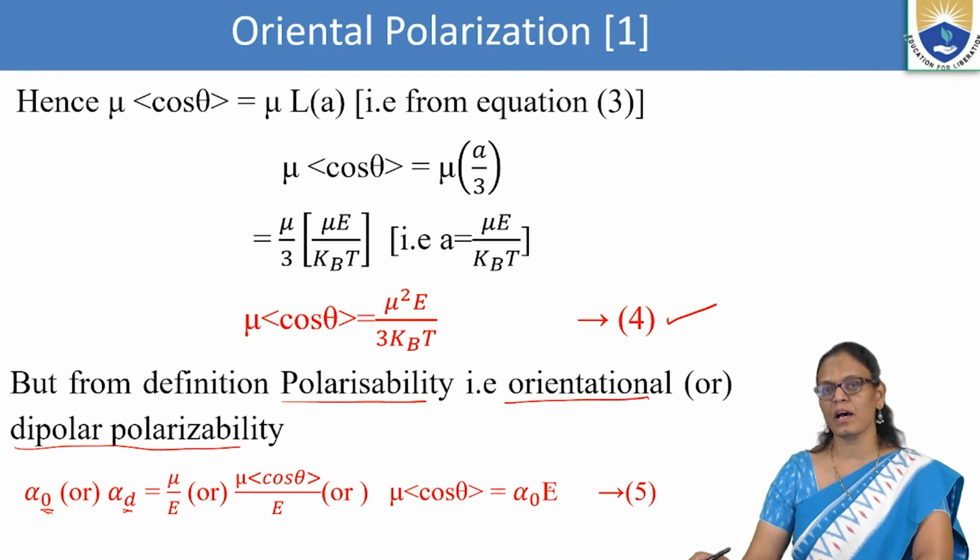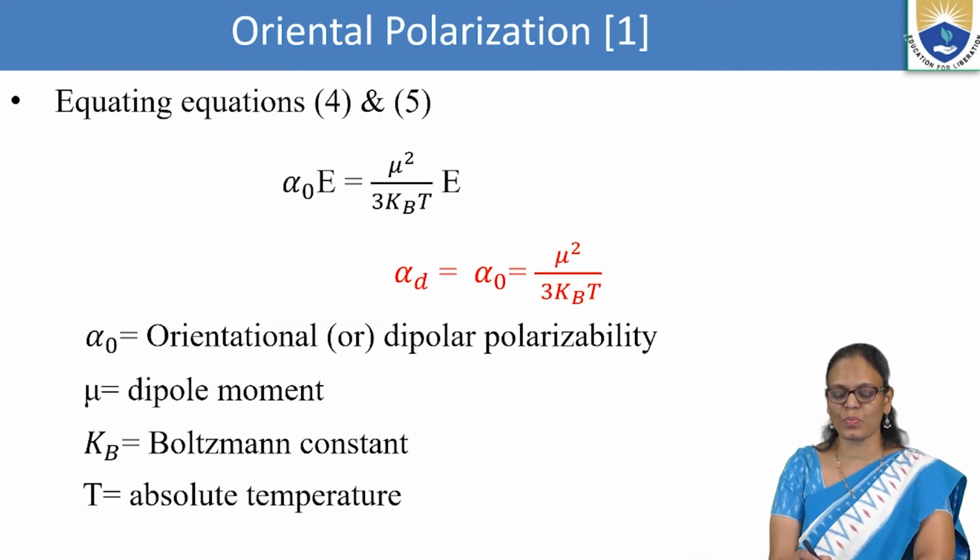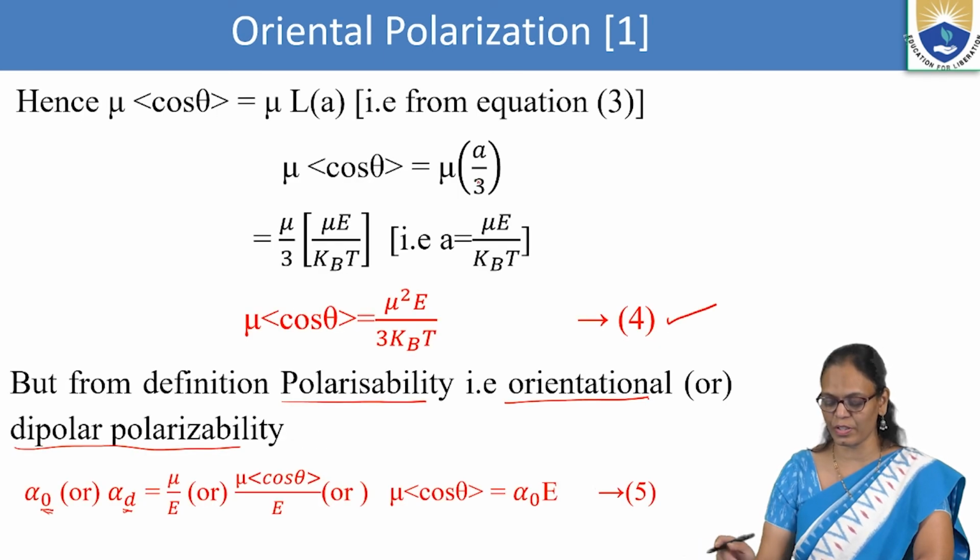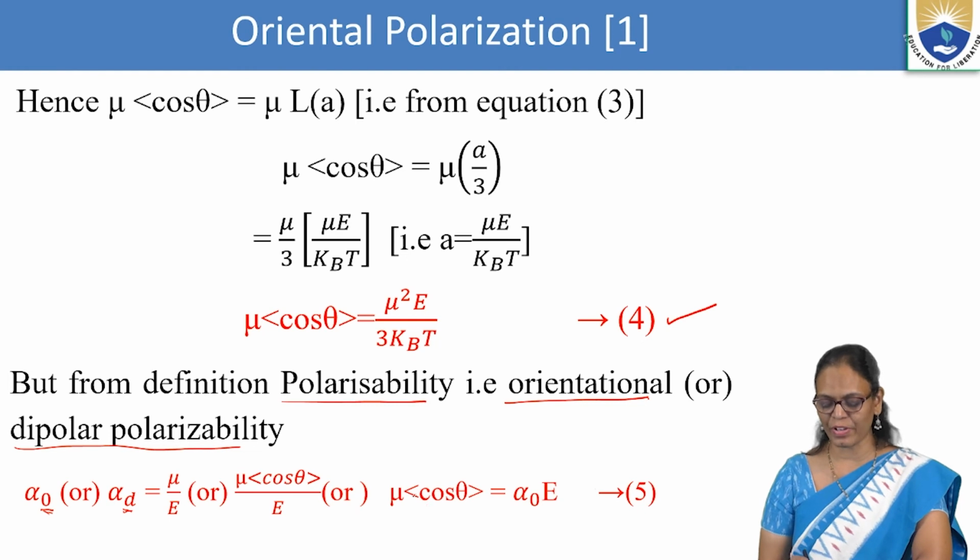So let us now equate the two equations we have. Alpha naught E is equal to μ square by 3 kBT into E. What do you have here? In this equation we had μ cos theta equal to μ square E by 3 kBT. And here we have μ cos theta is equal to alpha naught E. So in 4 also the left hand side is μ cos theta.